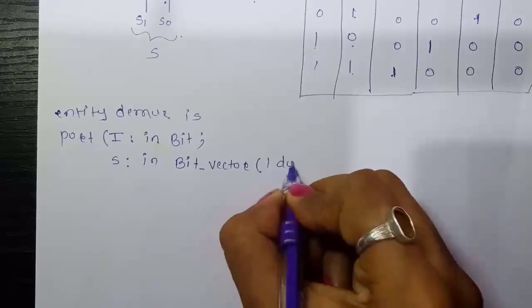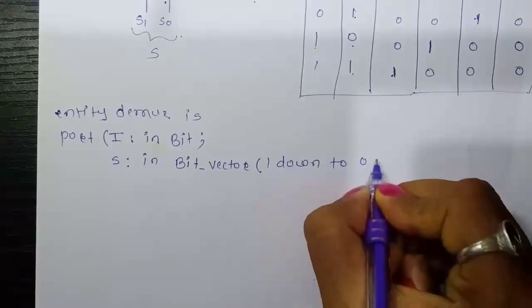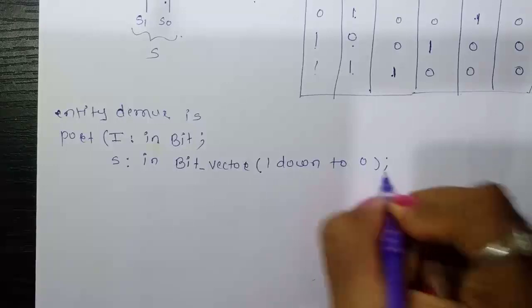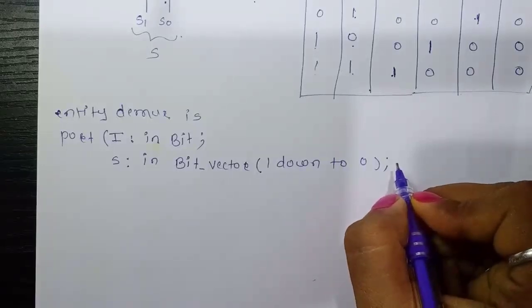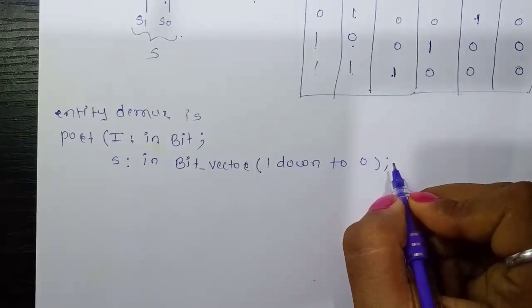So 1 down to 0. What is a vector? What is 1 down to 0? We will see in detail in the second unit.